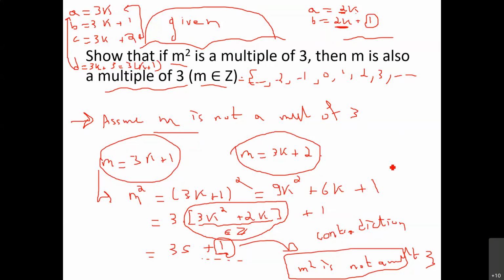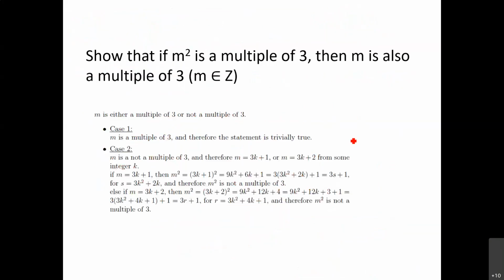Okay. So we did it with contradiction. In the solution, they're talking cases, but it's pretty much the same. Like they're saying, hey, m is either a multiple of 3 or it's not a multiple of 3. So another way of proofs is using cases. So if you say, hey, m is a multiple of 3, then you're done. You're trying to prove that m is a multiple of 3. So if in your first case m is a multiple of 3, just you're done right away.